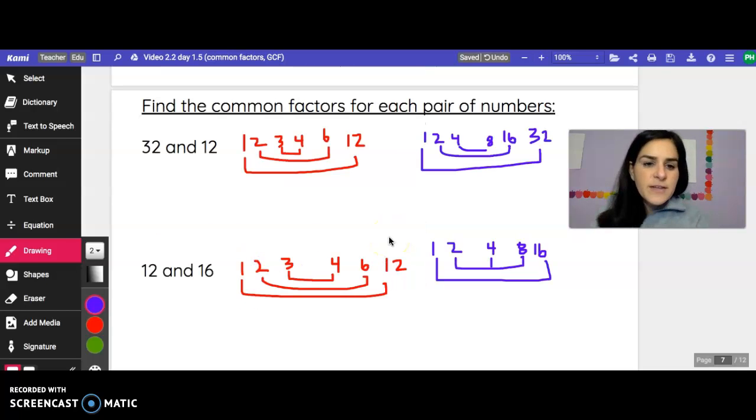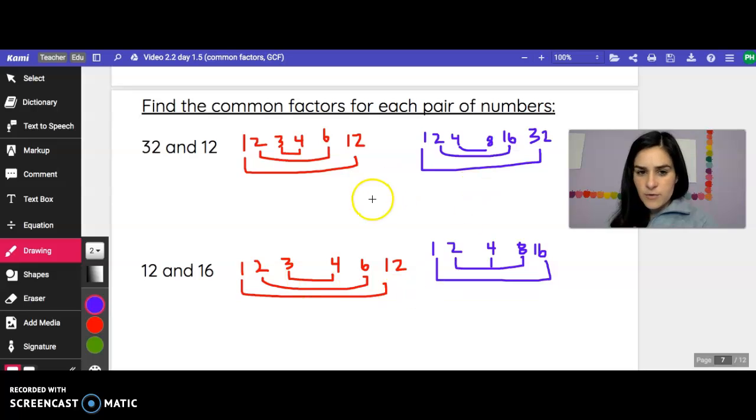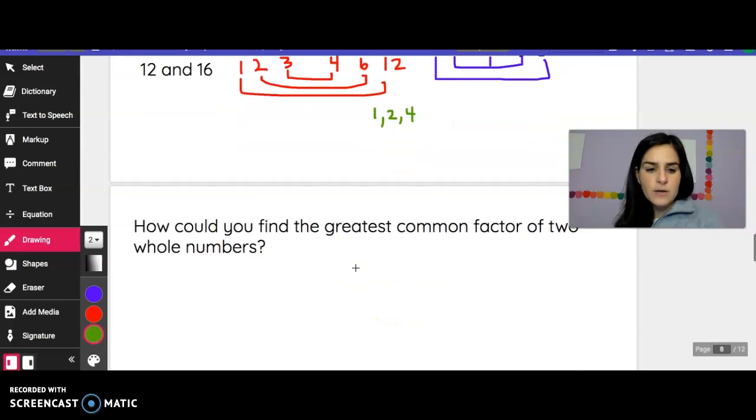So we need to find the common factors for each pair of numbers, and I've already done the factor menorahs for you. Can you pause the video and list the common factors of 32 and 12, and then the common factors of 12 and 16? Already done the hard work for you. You're just seeing which ones they have in common, which are the same. Hopefully you found that for both of them, they actually had the same answer. This was 1, 2, and 4, and this was 1, 2, and 4.